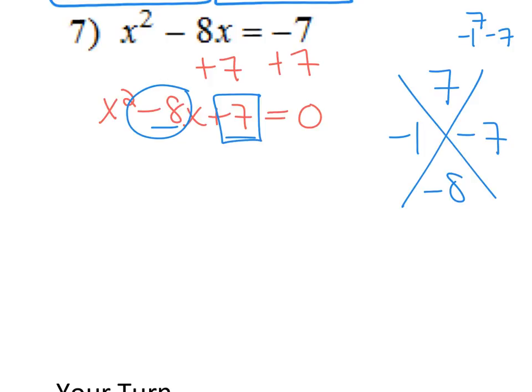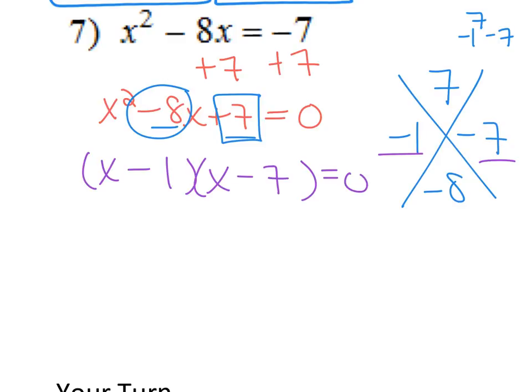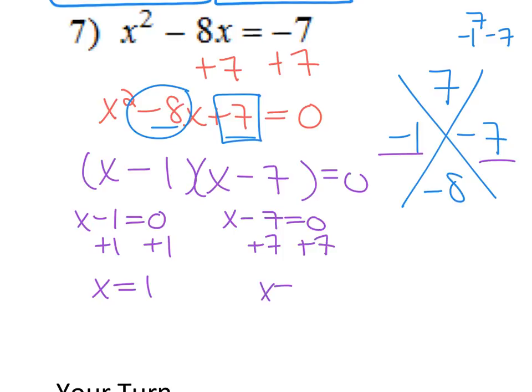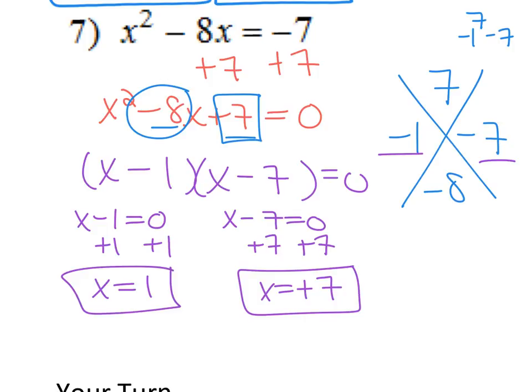So when I factor this, I'm going to have my parentheses, I'm going to have x, and my two factors I'm putting in are negative 1 and negative 7, and that equals 0. All right, then I'm going to solve, and I have x minus 1 equals 0, and x minus 7 equals 0. I'm going to add 1 to each side, so you get x equals a positive 1, add 7 to each side, and x equals a positive 7. And so those are your two answers.